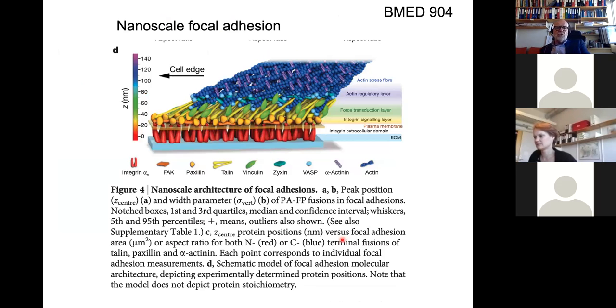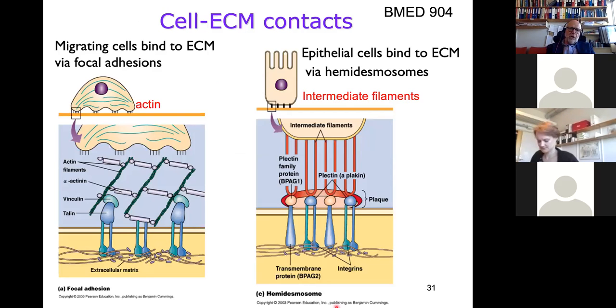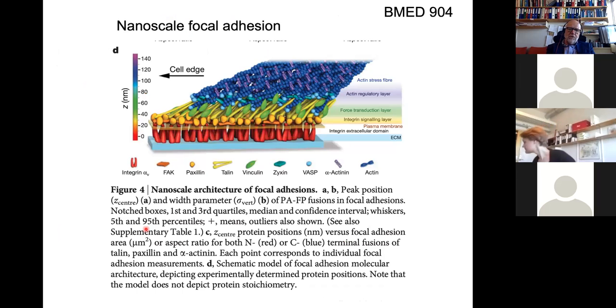And here is actually zooming in. We've looked in this picture at a few individual focal adhesions. In reality, of course, in the cell there are many integrins that are clustered, and this is more like what it looks like. And when you look at the nanoscale architecture of focal adhesions, you can divide the protein interactions into different domains, signaling layers, force transduction layers, and so on.